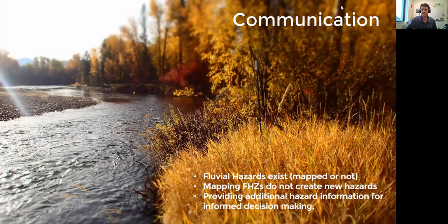And finally, we want to think about communicating these hazards, right? We have floodplain maps. Everyone's familiar with those. This is another tool that can inform people about river processes and how we can best live as good neighbors with our rivers. Fluvial hazards exist; by mapping them, we're not creating new hazards. We're simply communicating this hazard information so that we can have informed decision making.